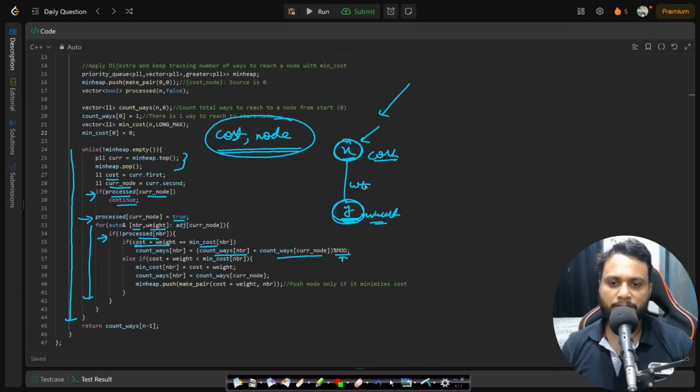Otherwise, if this cost plus weight is less than the minimum cost to reach y, the already known minimum cost, then we will be overwriting the count of ways with the new ways to reach x, and our minimum cost value will also be overwritten, and the new node will be pushed into the heap with the new cost. So after having repeated this for all the nodes present in the heap, we will be returning count ways at n-1, which will be giving us the number of ways to reach the destination from the source with the minimum cost incurred. So I think this problem is clear.